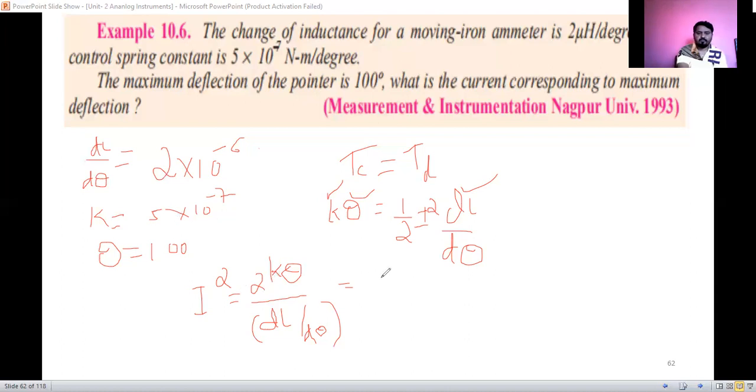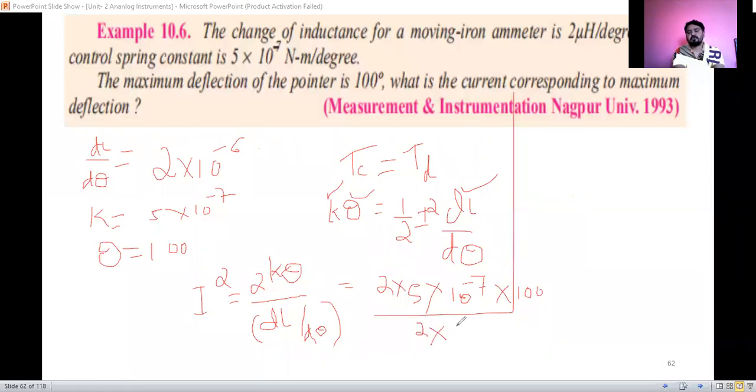This 2 you can consider here now. 2 into k is nothing but 5 into 10 to the power of minus 7. What is the theta? Theta equal to 100, divided by dL by d theta, which is nothing but 2 into 10 to the power of minus 6 here.